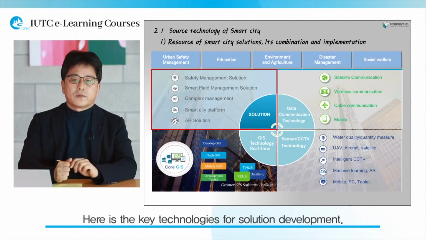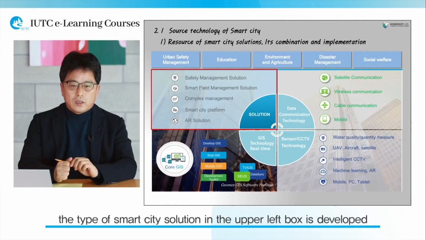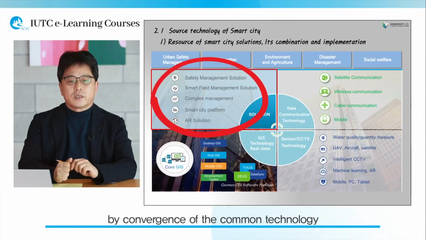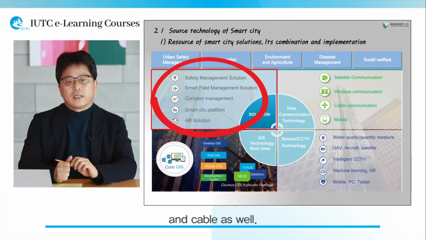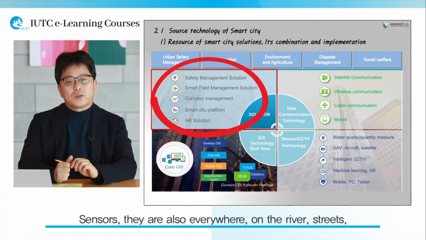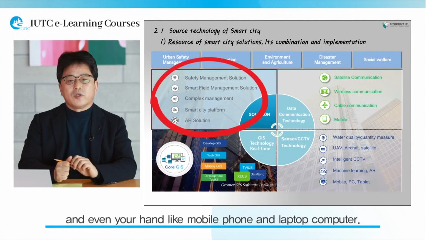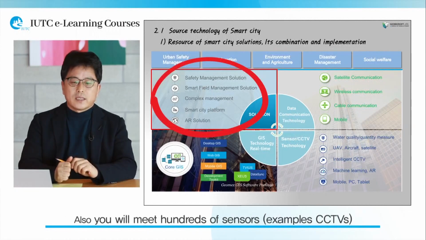Here is the key technology for solution development. As shown in the figure, the types of smart city solutions shown in the upper left box are developed by a convergence of common technologies you can access easily anytime. First, communication. You will touch it every day: GPS, mobile phones, and cables as well. It is everywhere and anytime with you. Also sensors. They are also everywhere, on rivers, streets, and even in your hands, like mobile phones and laptop computers. You will also meet hundreds of sensors, for example CCTV, in daily life.